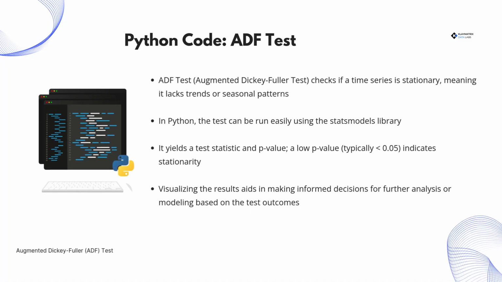Let's see how this test can be implemented in Python. The statsmodels library provides a simple way to conduct the ADF test. The test yields a test statistic and a p-value. If the p-value is low, typically below 0.05, we conclude that the data is stationary. This step is crucial in time series analysis, as many statistical models require stationarity to provide accurate forecasts. Visualizing these results helps us make well-informed decisions for further analysis.